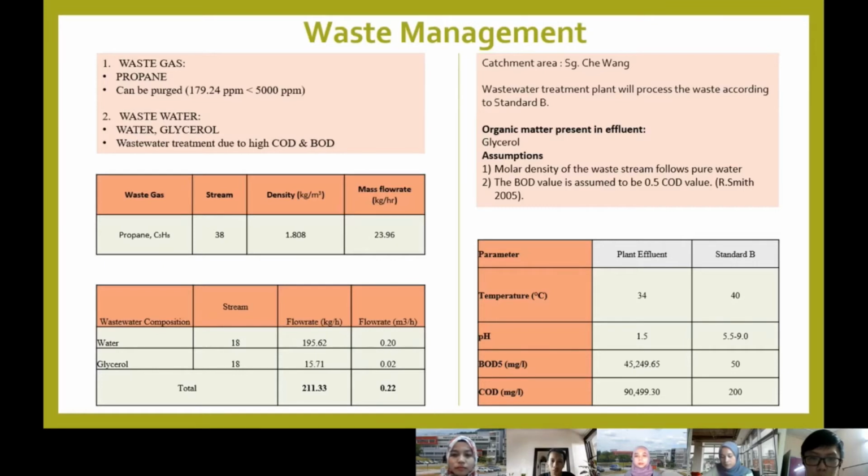For the catchment area, we'll be choosing Sungai Chewang, and we'll process the waste according to Standard B. The organic matter present in the effluent is glycerol. For the assumptions, the molar density of the waste stream follows pure water, and the BOD value is assumed to be 0.5 of the COD value. The BOD value of our wastewater is 45,249.65 mg per liter, and the COD is 90,499.30 mg per liter.